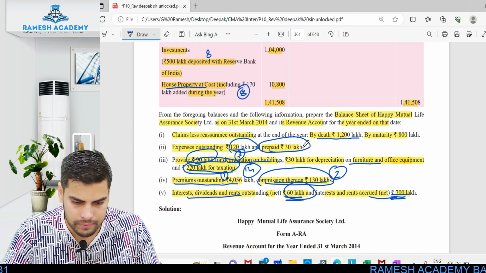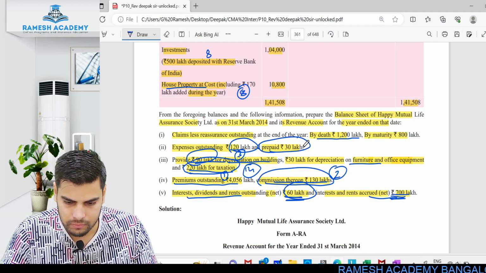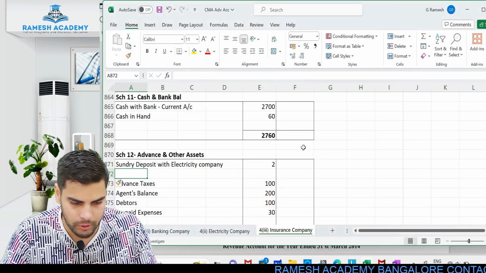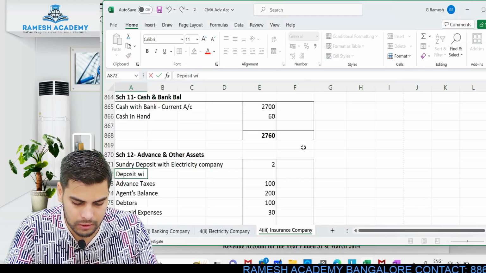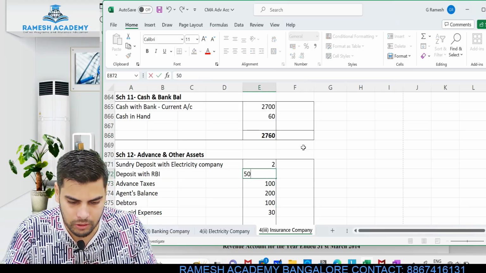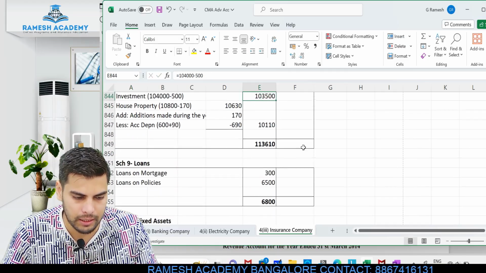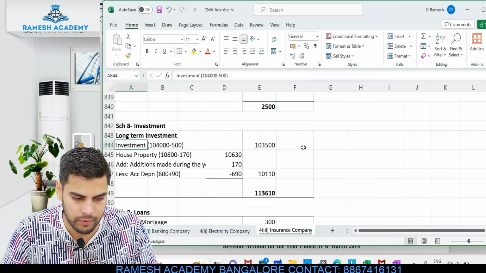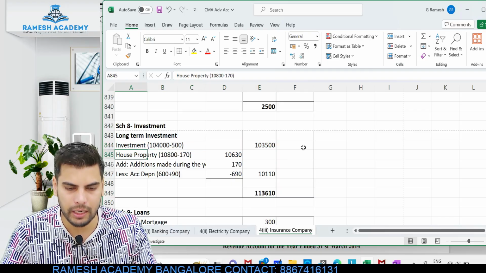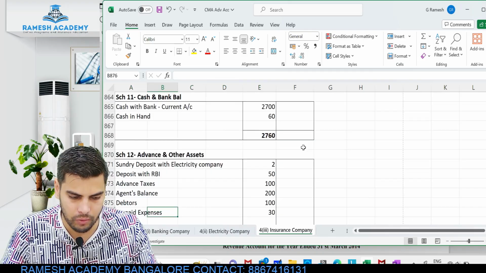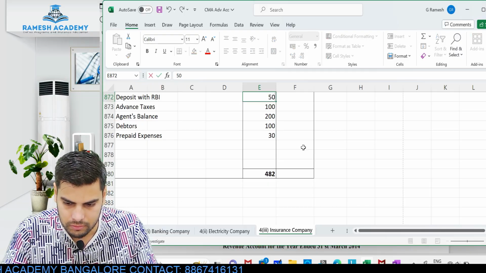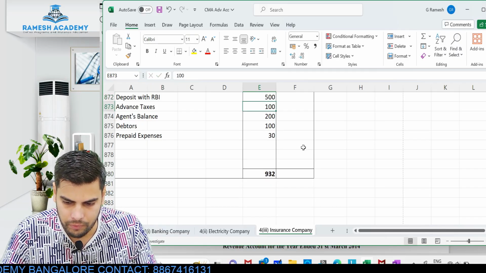Okay, anything else? Yes, we are also maintaining some deposits, right? So along with this particular sundry deposit, there was some deposit with RBI. So out of this particular investment, 50 rupees was what we were maintaining as deposits, right? So if you remember this particular investment, not 50, it is 500. So 500 is the amount what we were maintaining with Reserve Bank of India, that I'll be showing over here. 500, okay.